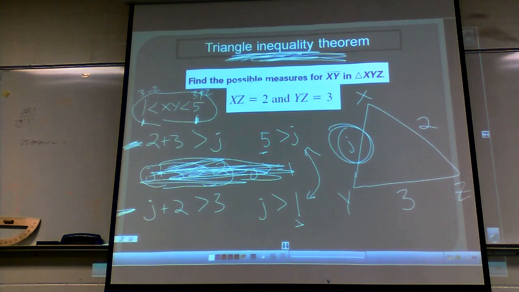I thought it was only 1 plus 2. That's why I don't have an equal sign. It's saying it can be greater than 1. It can be all the way up to 1, just not including 1. Same thing with 5. It could be 5 because 3 plus 2 is 5.